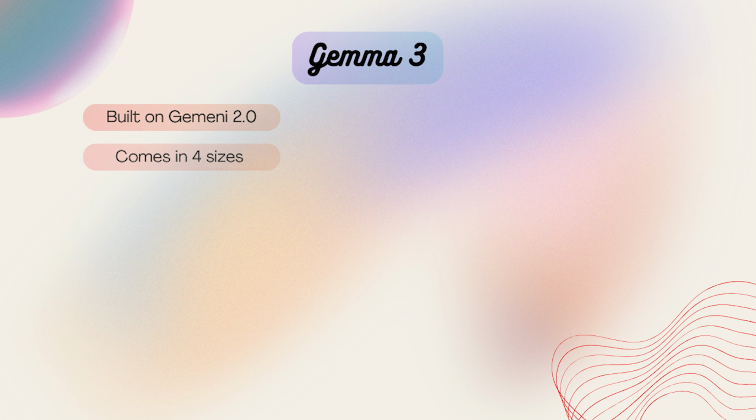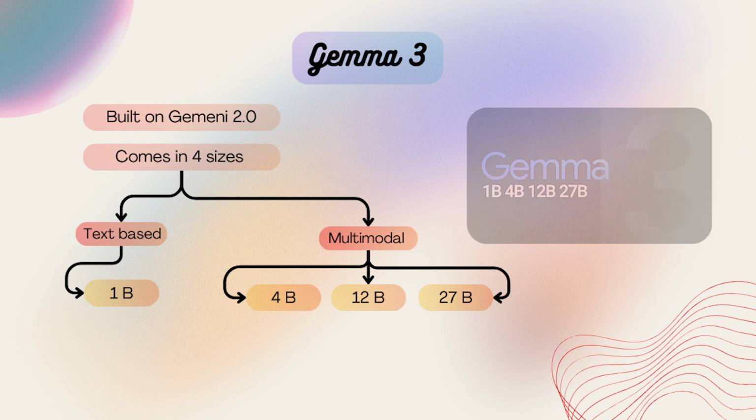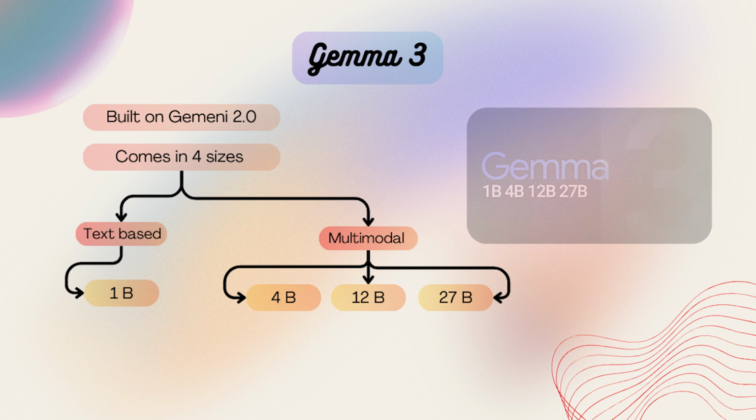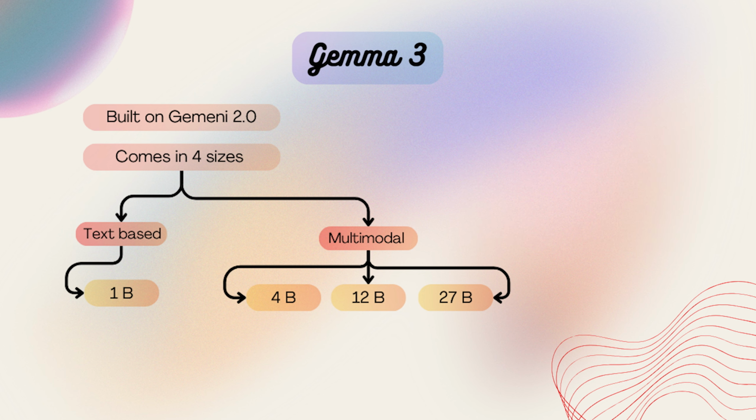It comes in four sizes: 1B, which is a text-only model, and the rest, 4B, 12B, and 27B, are multimodal, meaning they can handle both text and images. This makes them incredibly versatile for various applications.